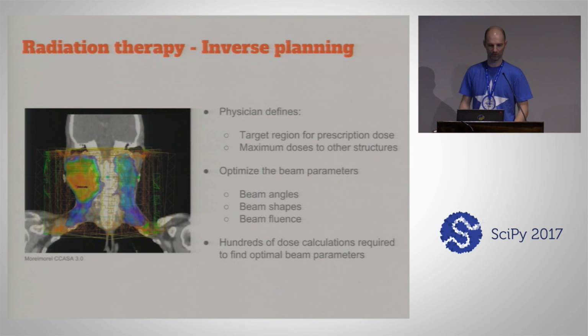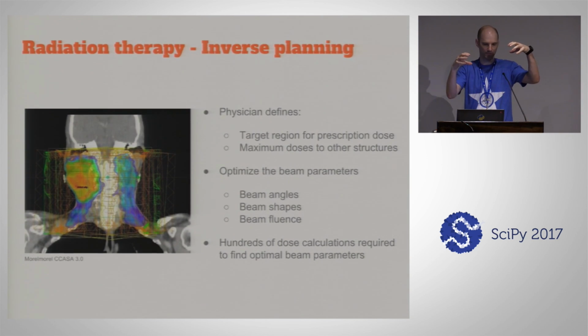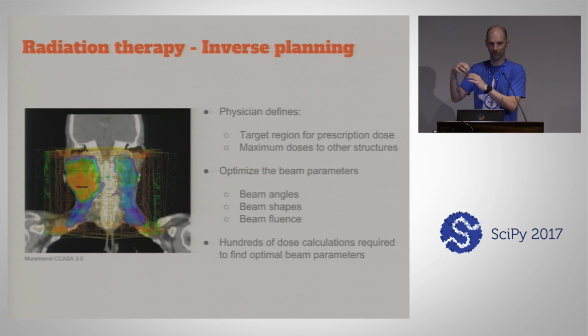This is the maximum amount of dose that can go to those organs. And then you've got a bunch of parameters for the beam you're shooting in. So this is where your optimization problem comes in. You've got the angles that the beam might come in. You've got the shapes that you can shape the beam, and then also the fluence of the beam. Basically, how long do you turn on the beam given a different angle and shape?